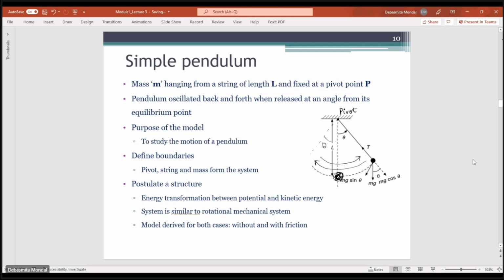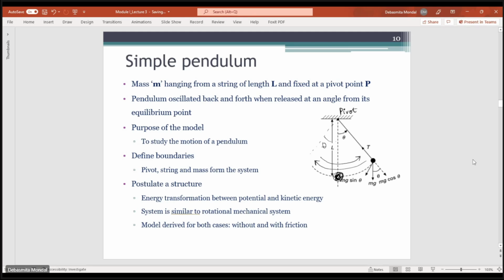So here what is happening is that there is energy transformation between potential energy and kinetic energy. Because when you are moving this pendulum to this point, that means there is a change in the angle and there will be some potential energy stored. And the moment you release the pendulum from here, it will keep on oscillating. So whatever potential energy it had gained at this point, that will be converted into kinetic energy.